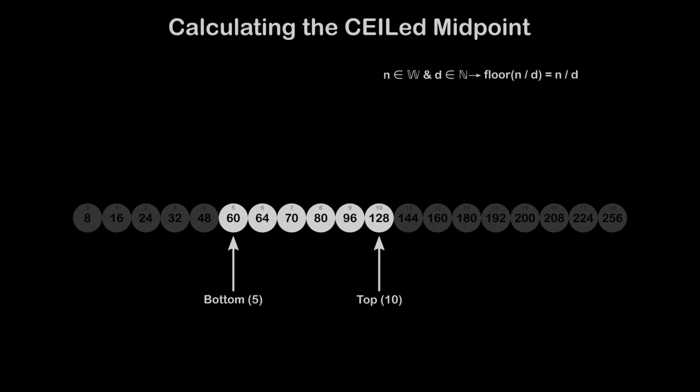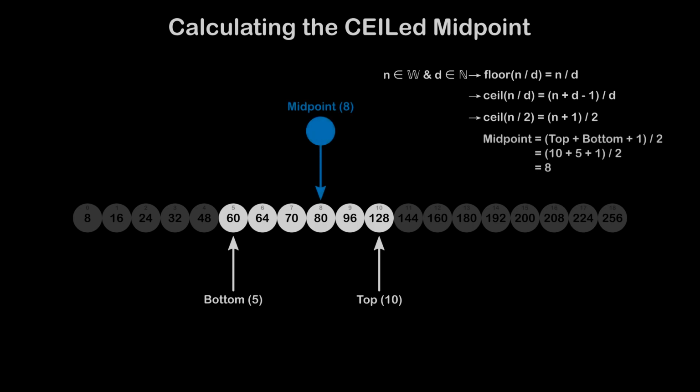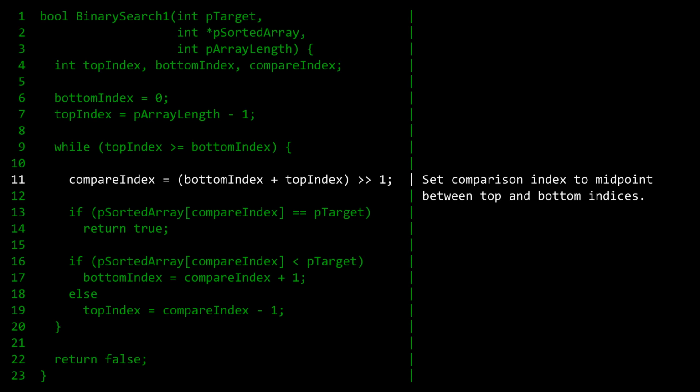Given what we already know about floored division, calculating its ceiling equivalent is a trivial matter of incrementing the quotient when n is not a precise multiple of d. Therefore, the ceiling midpoint may be subsequently expressed as top plus bottom plus 1, divided by 2. Due to its marginally smaller profile, we've elected to use a floored midpoint for this particular example.